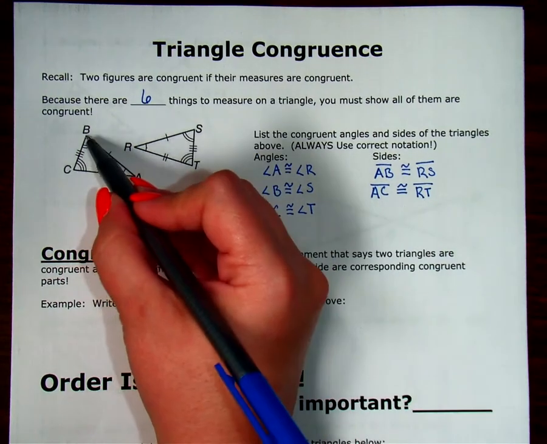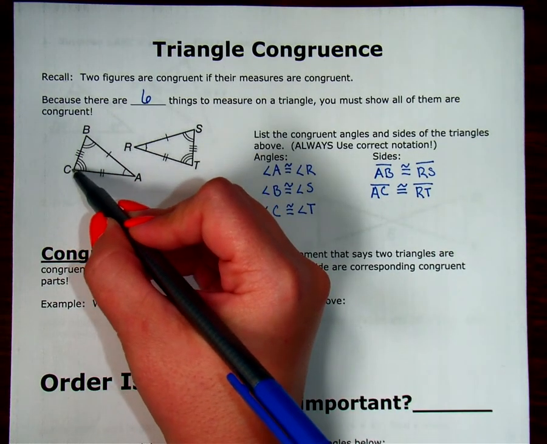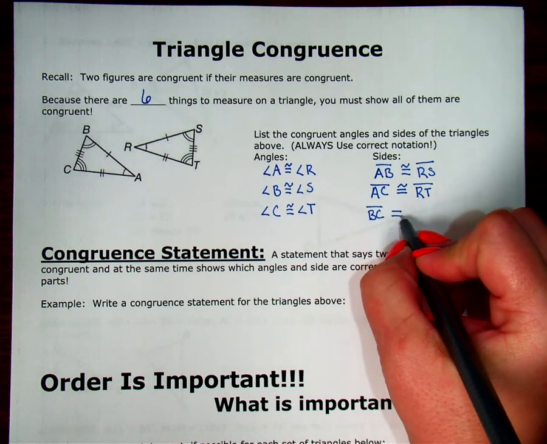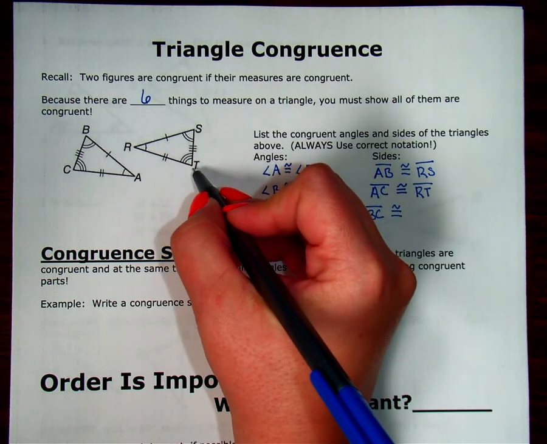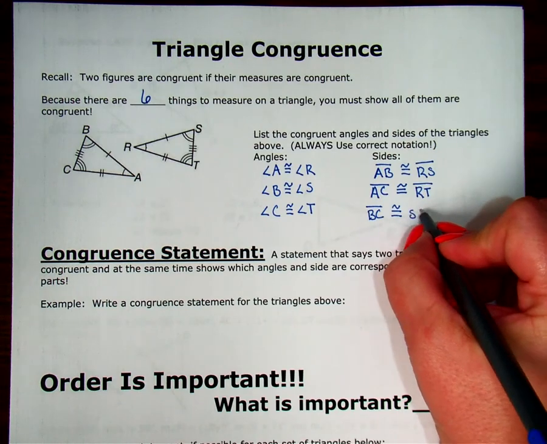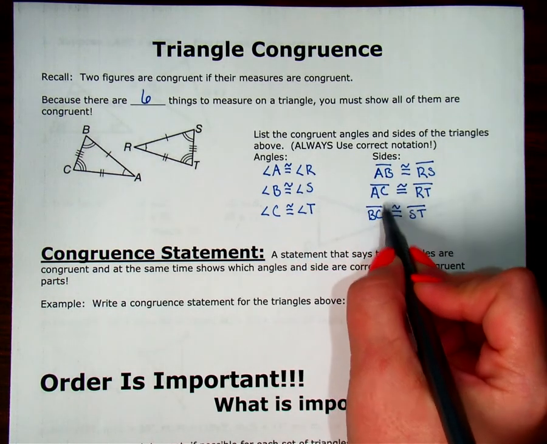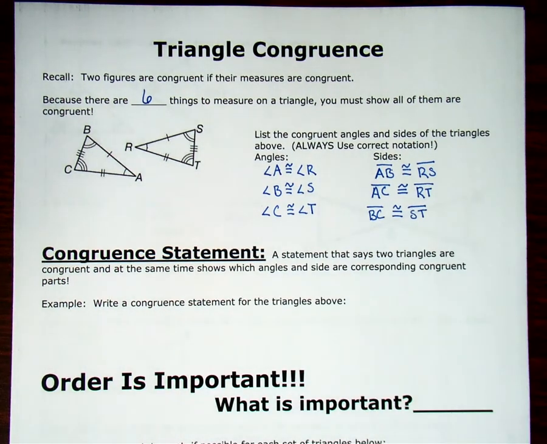And then last but not least, my 3 tick marks, I have BC or CB, you can write it either way, is congruent to segment ST or TS. You can write it either way. But I have 6 total sets of congruent parts.